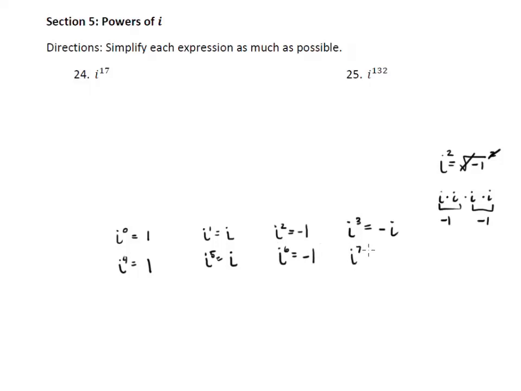i to the 7th power is also equal to negative i. In fact, that pattern repeats. If I come down here, i to the 8th power is 1. i to the 9th power is i. i to the 10th power is negative 1. And i to the 11th power is negative i. So the pattern is going to repeat every 4 numbers, right?